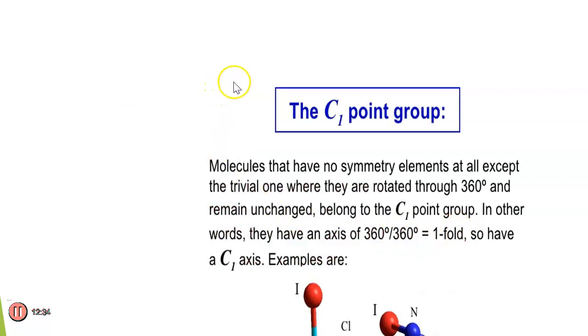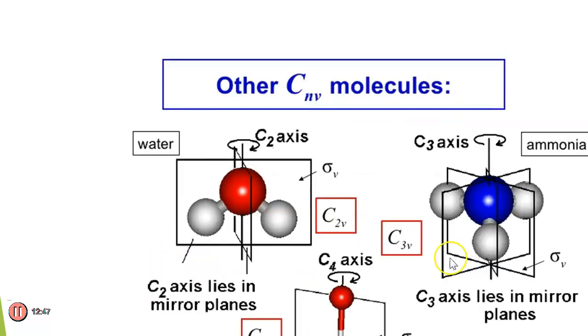Here is given an example of the C1 point group, where all attached atoms are different. It has only 360 degree rotation, and it belongs to the C1 point group. Then CnV molecules: water has a C2 axis and 2 sigma v planes, so the point group is C2V. Ammonia contains a C3 axis and has 3 sigma v planes, and hence the point group will be C3V. Then the next example is C4V, such as a tetrafluoride. The C4 axis lies in 4 mirror planes, 4 sigma v planes.